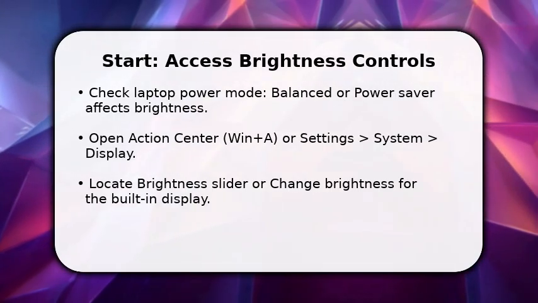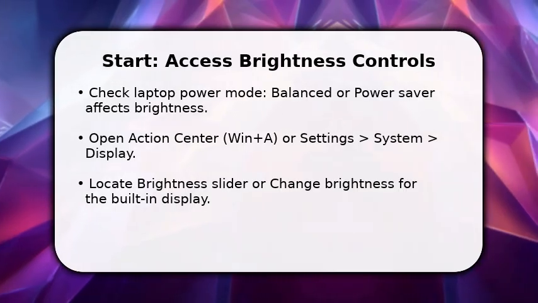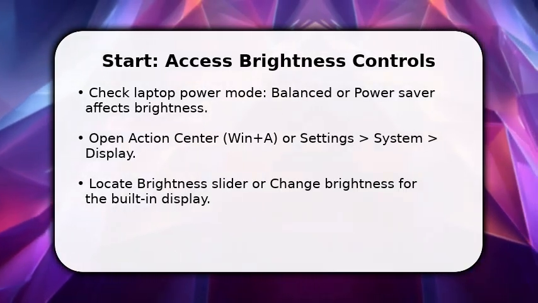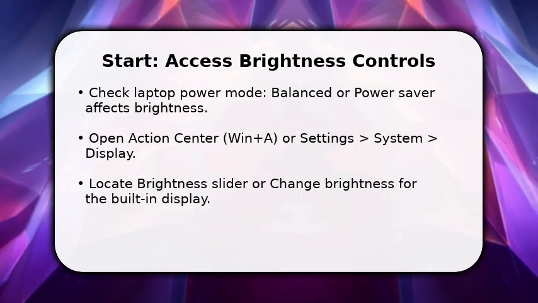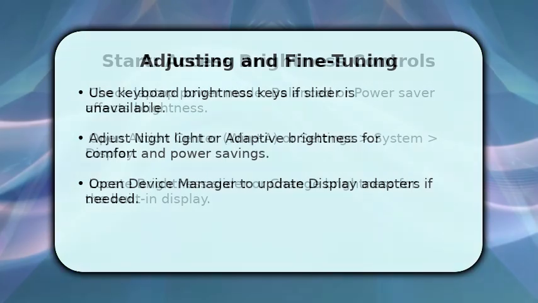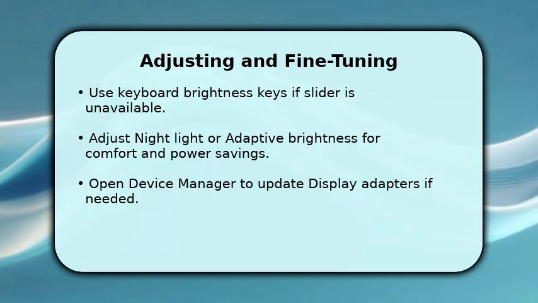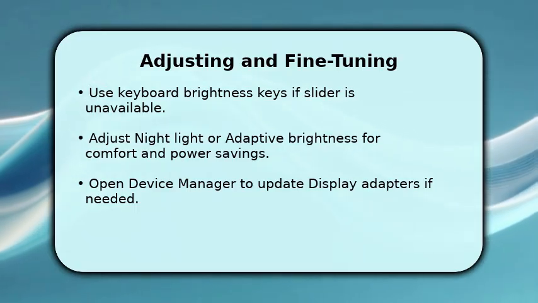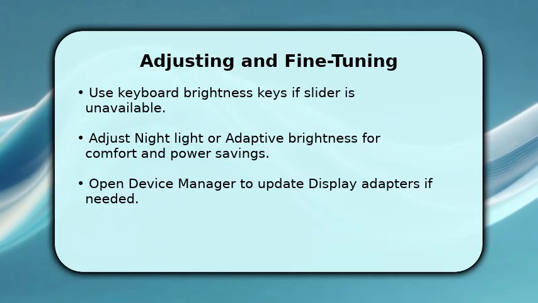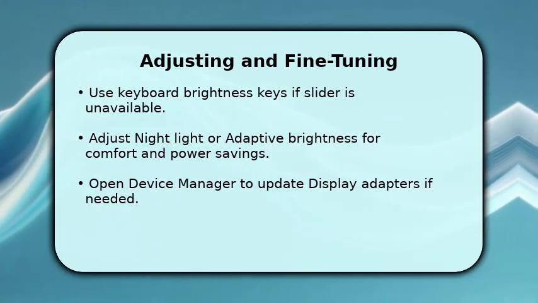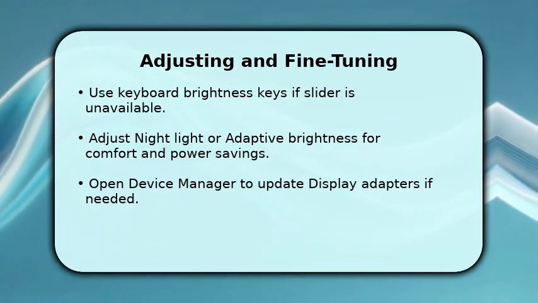Start with the on-screen slider so you visibly confirm the change. This gives immediate feedback as you adjust toward a comfortable level. Once you have the slider or keys, adjust brightness to a comfortable level while checking colors and text clarity. You can enable night light for warmer tones at night or adaptive brightness for automatic changes based on ambient light.